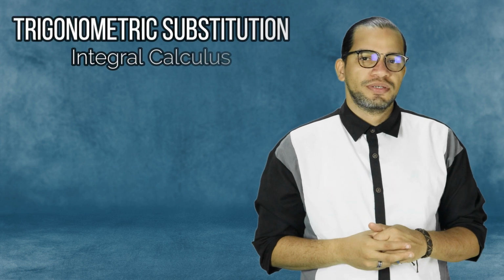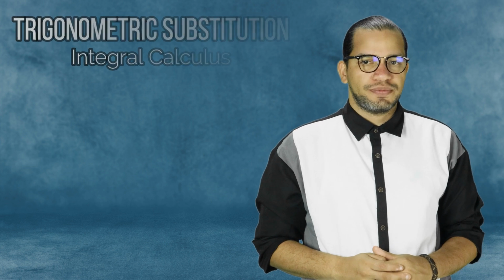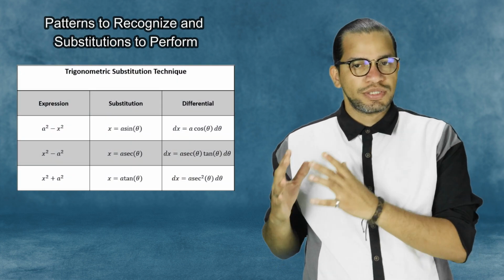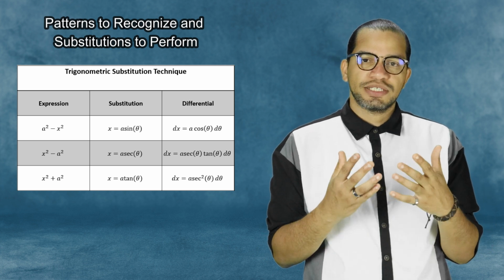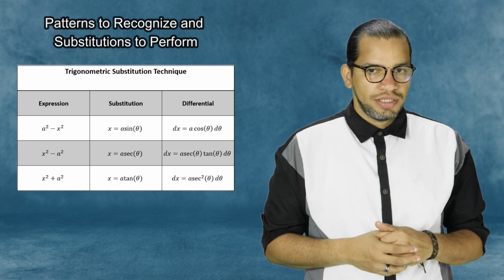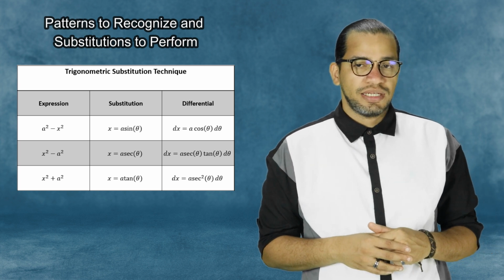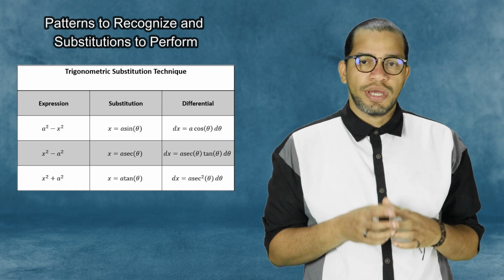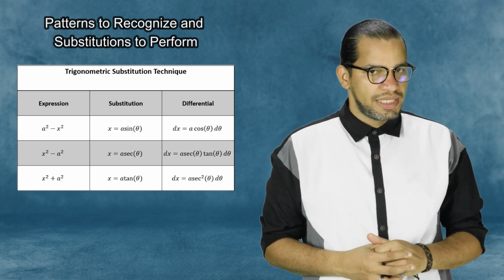Today we are going to carry on learning more advanced techniques of integration, and today is the turn of learning trigonometric substitution. The idea behind trigonometric substitution is to be able to recognize some patterns, some expressions that can be easier if we do some substitutions. For example, the first one, a squared minus x squared. If we apply the substitution x equal a times sine of theta, then dx will be equal to a times cosine of theta d theta.